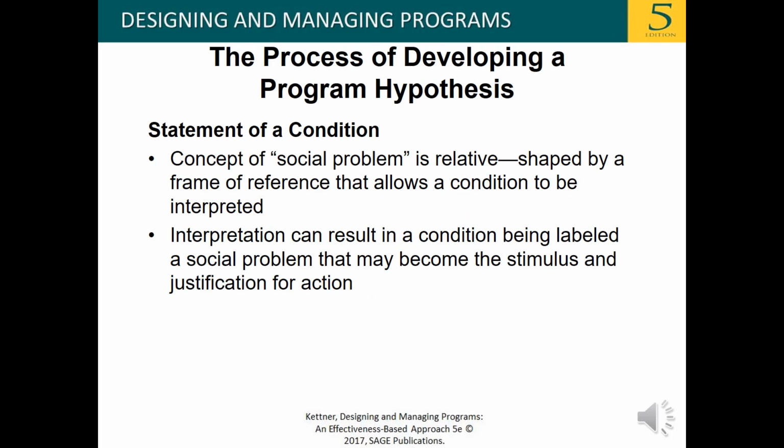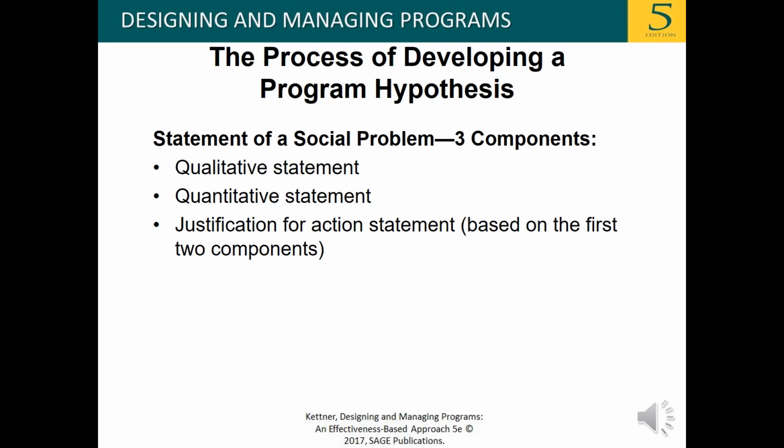Statement of a condition. The concept of social problem is relative. It's shaped by a frame of reference that allows a condition to be interpreted. Interpretation can result in a condition being labeled a social problem that may become the stimulus and justification for action. There are 3 different components to the statement of a social problem: qualitative statement, quantitative statement, justification for action statement, and this is based on the first 2 components, the qualitative and quantitative statements.